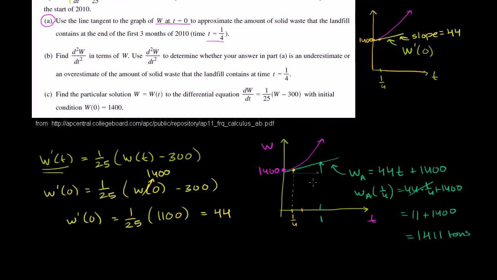This is our approximation. We just took the slope from our starting point and used that slope as an approximation. It probably is not the exact amount of tonnage based on the actual function W, but it's an okay approximation. But that's our first answer for part A, 1,411 tons.